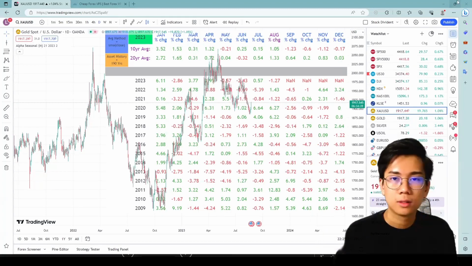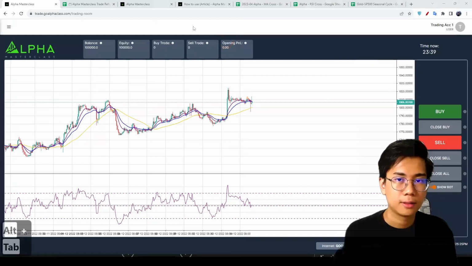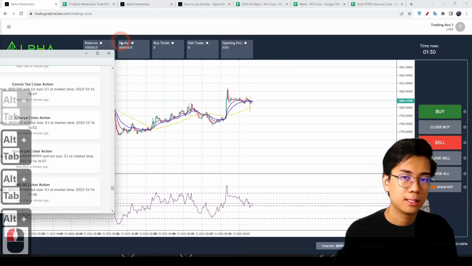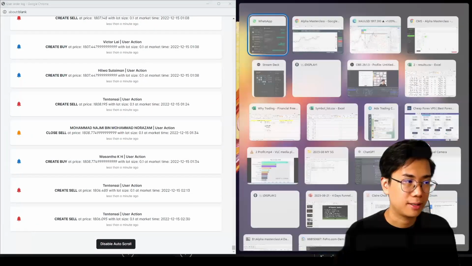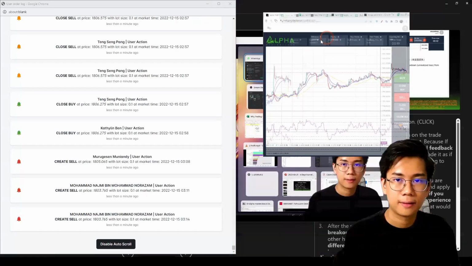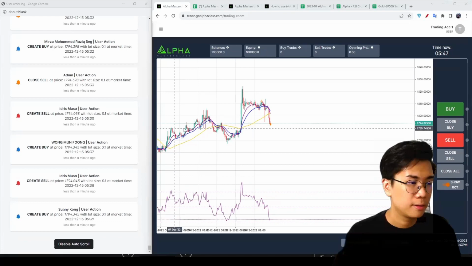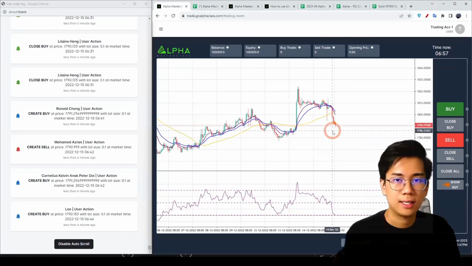Cannot change the lot size. Okay, so everyone using the same lot size, meaning that everyone should be similar profit, right? Is this daily trade? How did you define daily trade?